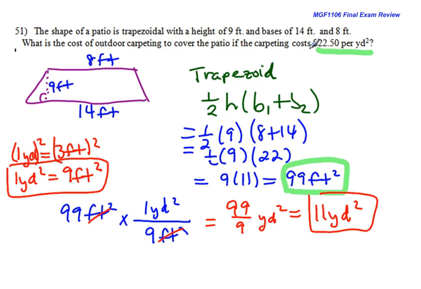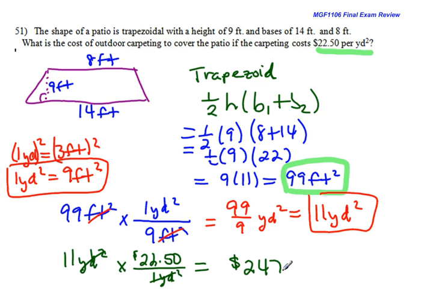Our last step for this problem now is we can multiply by the cost because it's per yard squared. This is in yards squared. So we have 11 yards squared times the 22.50. The per basically is where it's telling us we're dividing. Yards squared cancel. 11 times 22.50. You can again let your calculator do this for you. Gives you a final answer of $247.50.